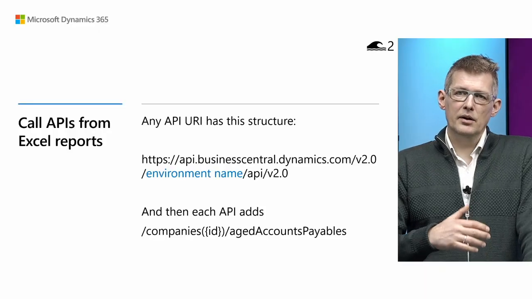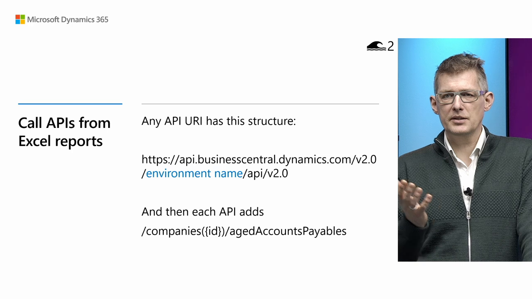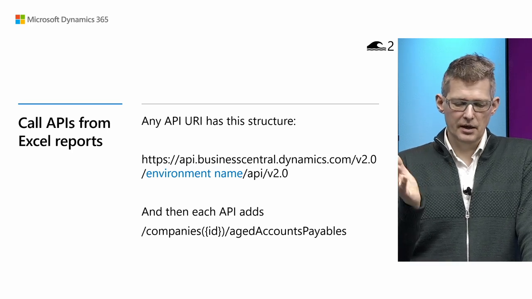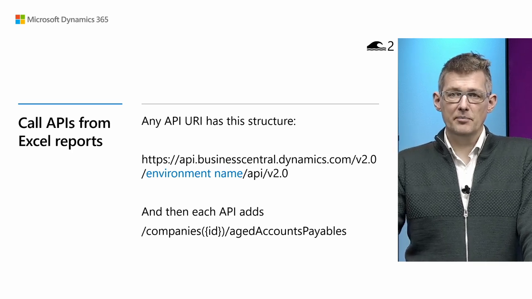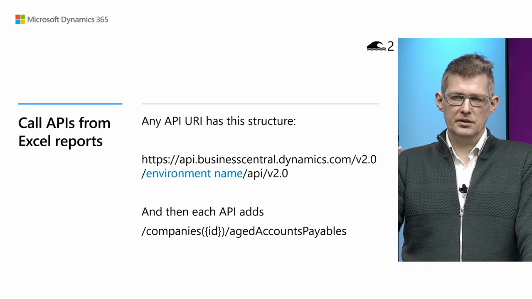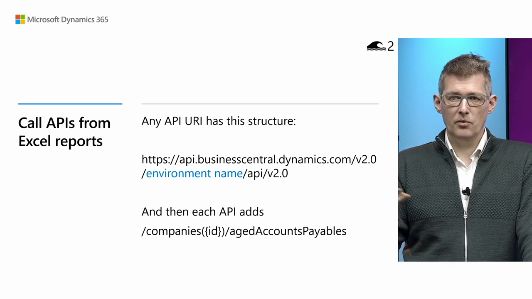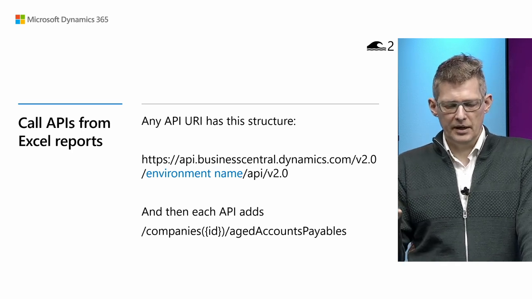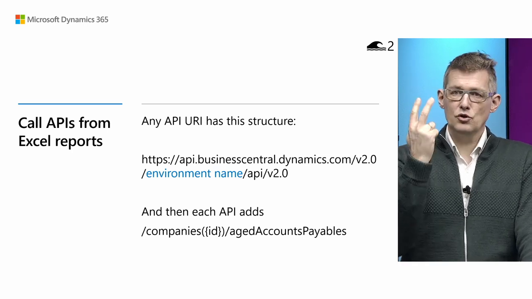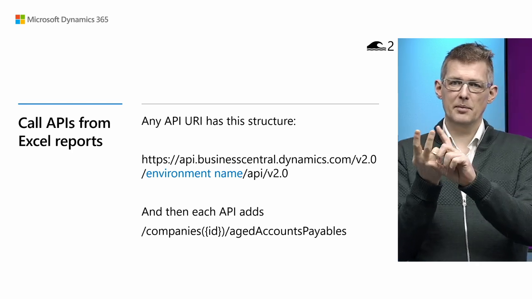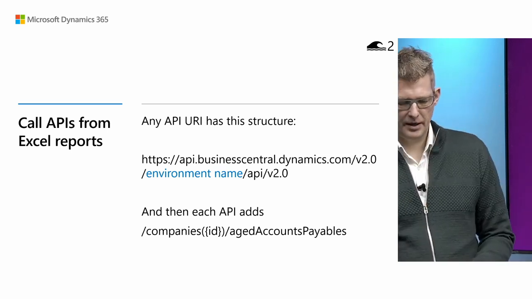Remember that when you call Business Central APIs, the URIs for these always have a structure that looks like this: some URL, API, v2, environment name, API, and so on. And then after this prefix of the URI comes the actual API that always starts with a company, with that identifier, and then the actual API you call. This means that you need two things. You need the environment name and you need the company ID to be able to construct such a URI.